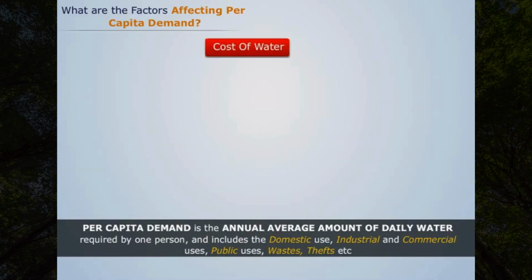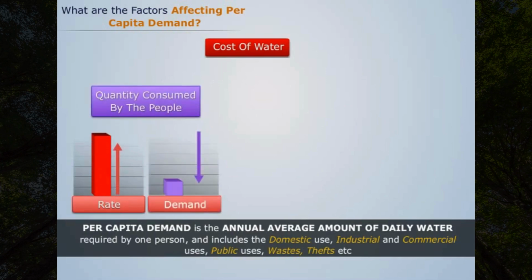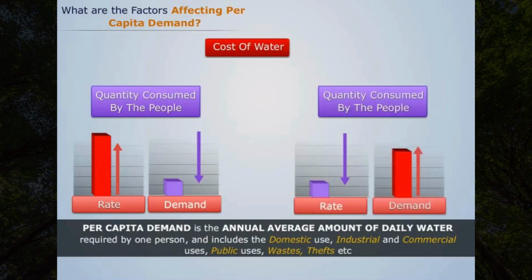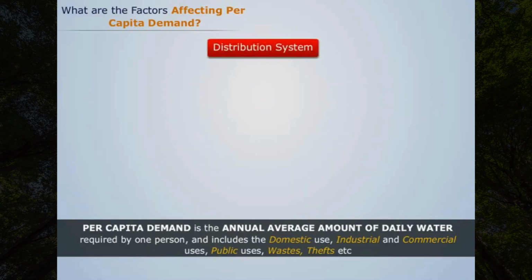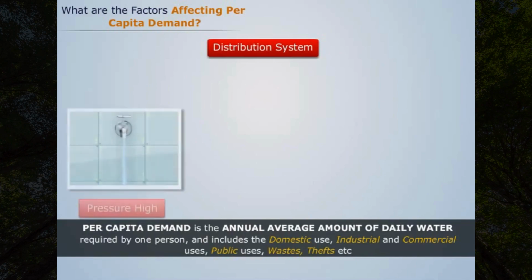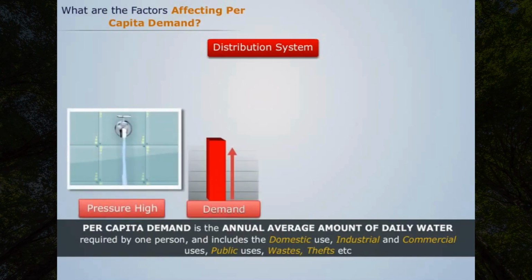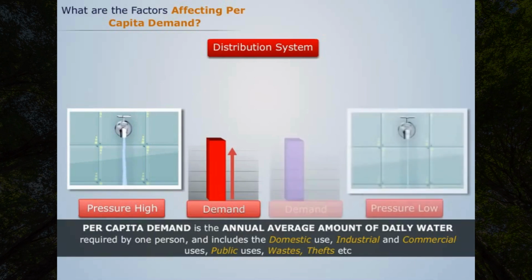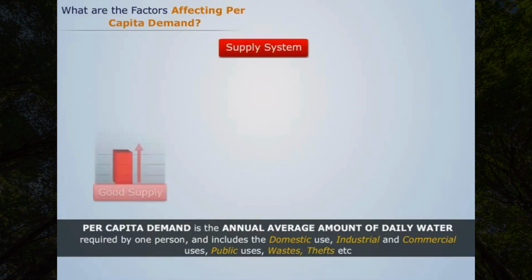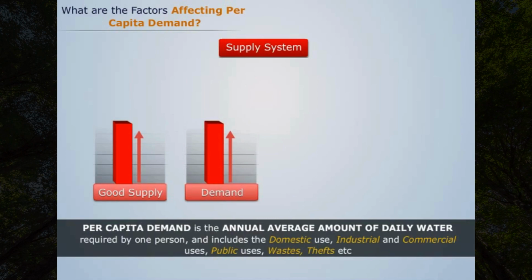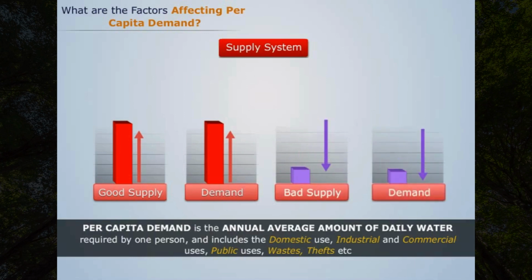Cost of water. If water rates are high, a lesser quantity may be consumed by the people, and if low, more quantity will be consumed. Distribution system. High pressure in the distribution pipes leads to higher leakage losses, so demand increases, whereas at low pressure, demand is low. Supply system. In continuous supply system, supply is good, so demand is high, whereas in intermittent supply system, supply is bad, so the demand is low.